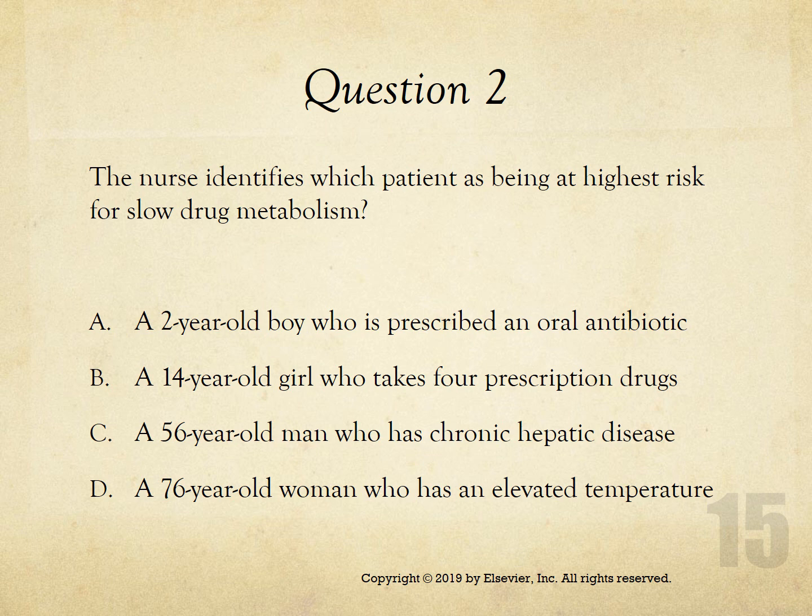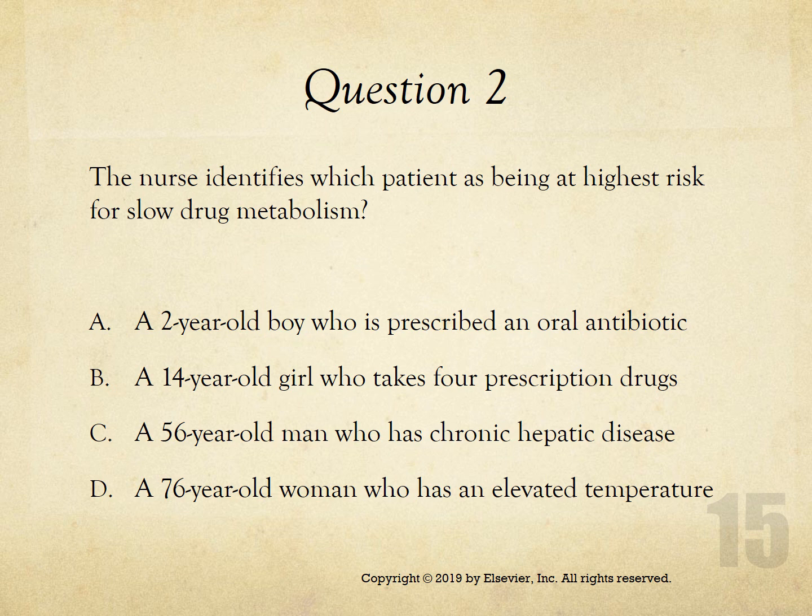Next question. Which patient here is at the highest risk for slow drug metabolism? The correct answer here is C. It's going to be the 56-year-old with the chronic hepatic disease. Why? Because his liver is not going to be working as well, and the liver is again the major organ that does metabolism of medications.